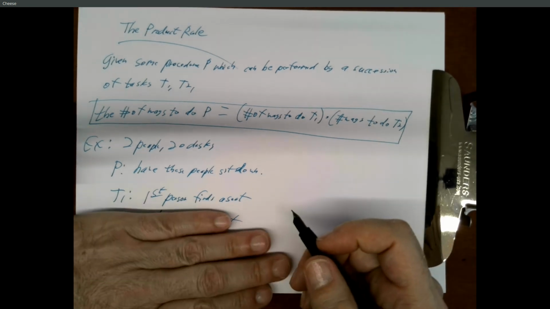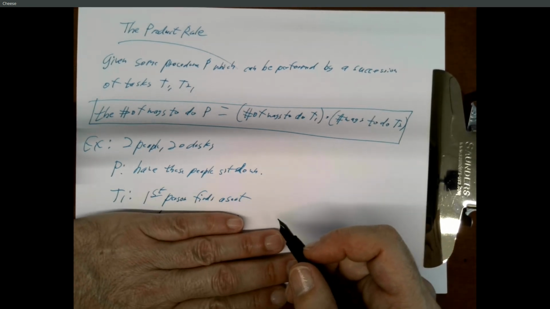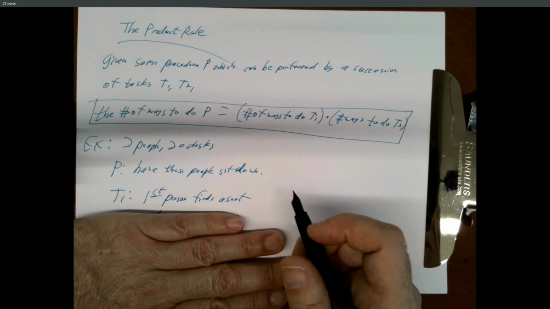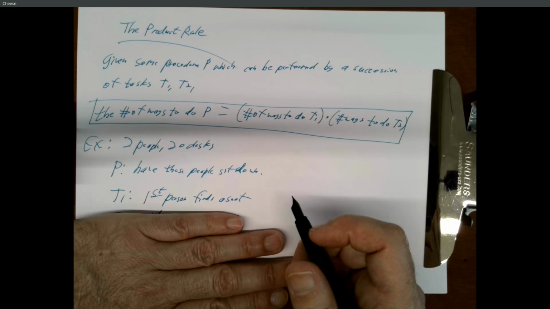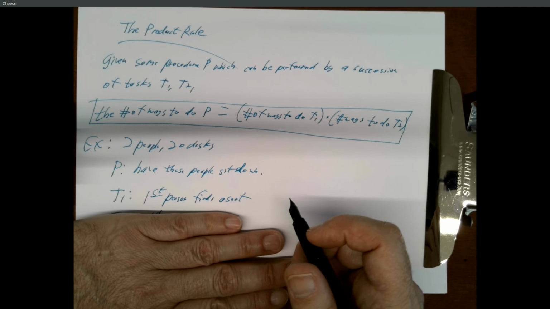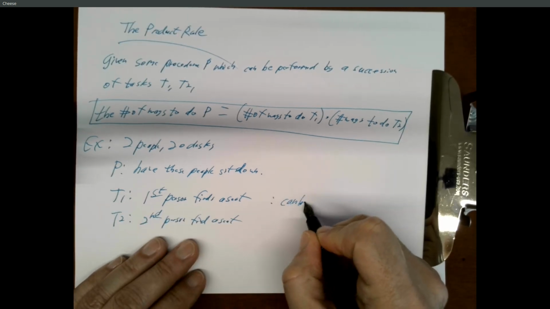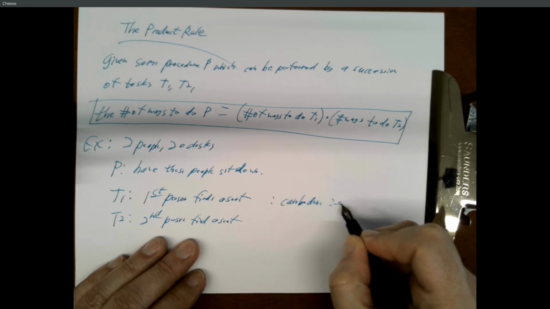Okay, if my only task in life is to send somebody into an empty room with 20 desks and have them take a seat, how many possible ways can they accomplish that task? 20 ways, right? There's 20 desks. They just have to choose which desk to sit at. So T1 can be done 20 ways.